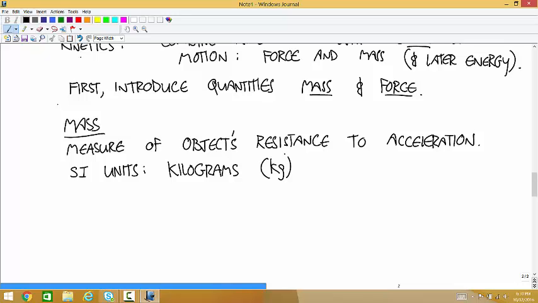And so if you take 2 different objects and do the exact same thing to them, whatever that thing is, and one accelerates a lot and one accelerates a little, the one that accelerates a little has more resistance to acceleration, and so it has more mass.